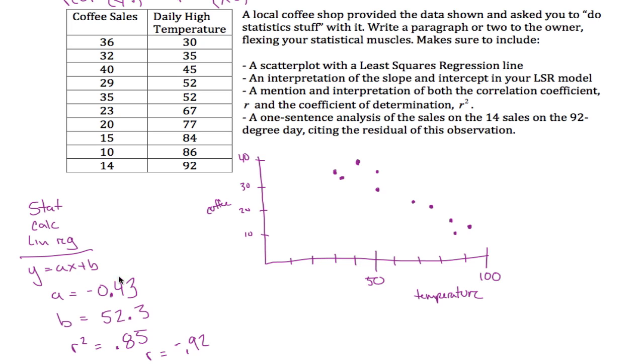All right, and with this information we can do a lot of stuff. The first thing we can do is come up with our least squares regression line. We can say y hat, our predicted value of y, our predicted number of coffee sales, is equal to negative 0.43 times whatever our x value is, plus 52.3.